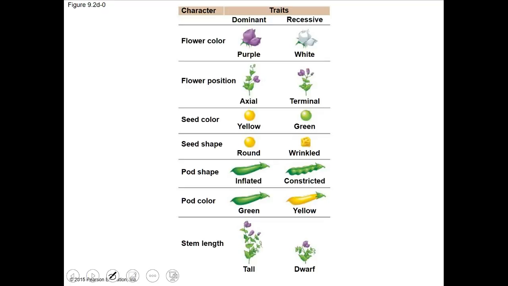Okay, back to characters and traits, which are going to be important for this. Here are some examples of characters: flower color, flower position, seed color, seed shape. Different traits are the different types. So for flower color, we might have purple and we might have white. Flower position, we might have axial, so on the side, and terminal, which is up top. And the dominant and recessive we'll get into. So those are coming. All right, just know that there are some different variations.